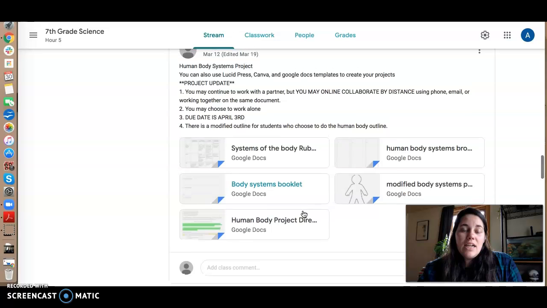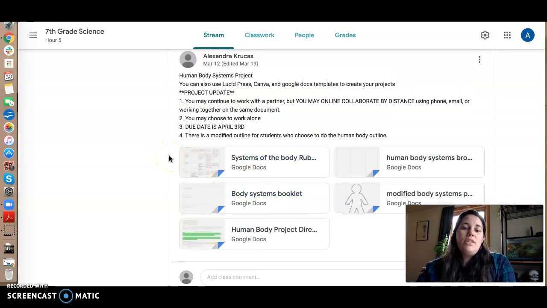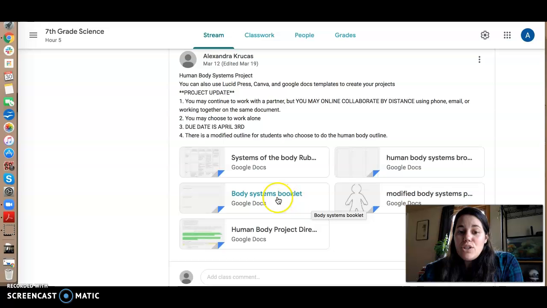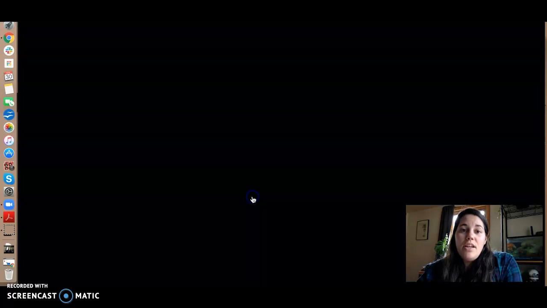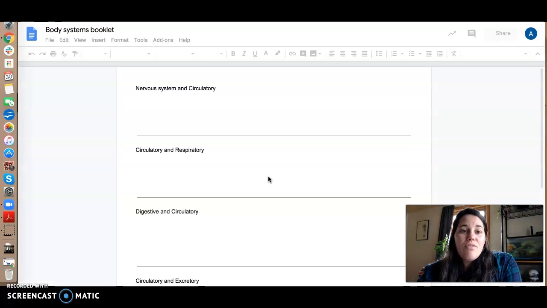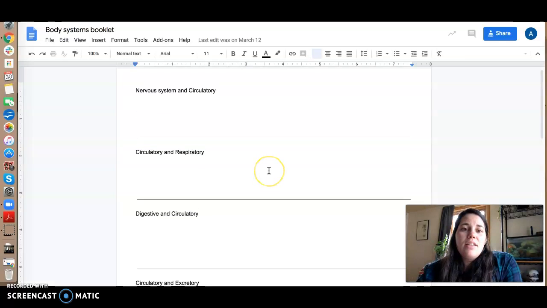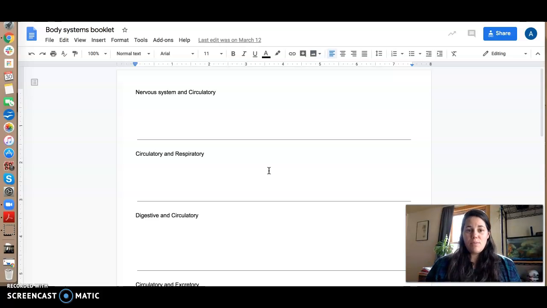So here's that assignment for the Human Body Systems project. You can see there's the rubric, so this is how you're going to be graded. There's a Google Documents brochure, so you could use that as your template. There's the Body Systems booklet, so if you chose to do the outline or the physical model, you also need to have some sort of written component. So the Body Systems booklet is where you would type that information. It's just divided for you so that you can take a look and make sure that you've talked about all the things you need to.